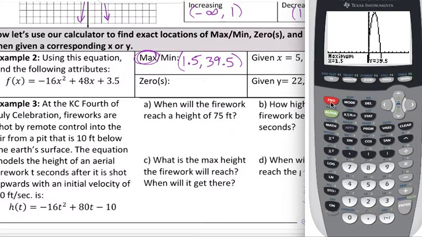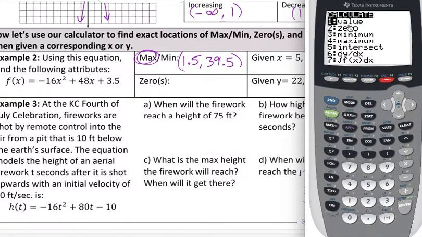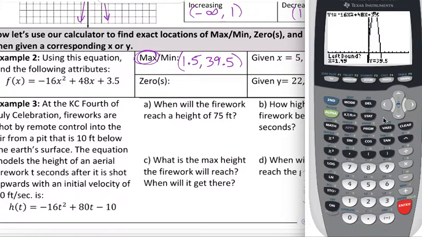So I'm going to do the same thing. Second trace and zero. So I'm going to go down to zero, press enter. Left bound, right bound still. So I'm going to go ahead and do this zero on the left. I'm going to go down to the left until I pass it. There we go, I'm past it. Enter. And now I'm going to go to the right until I pass it on the right. Enter. Guess, yes. All right, so my zero here is at x equals negative 0.07.